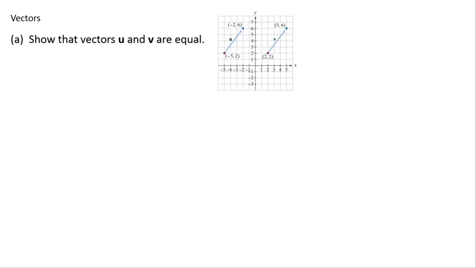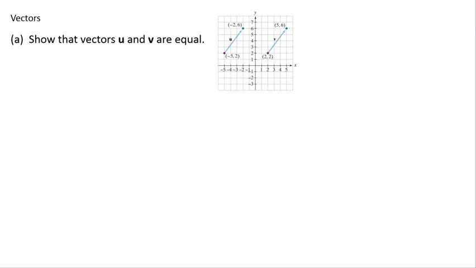All right, now we have a first problem. We're supposed to show on this problem that vectors u and v are equal. If they are actually equal, who knows? But we have to show it. When I look at them on the graph here, they appear sort of to be equal, right? They look kind of like they're pointing in the same direction. But how do we really know?